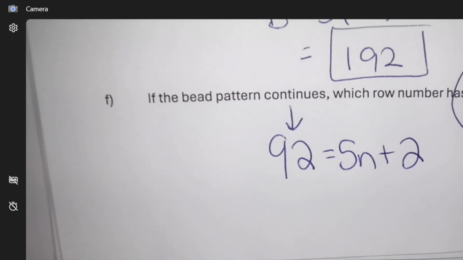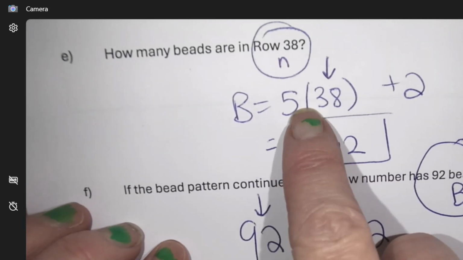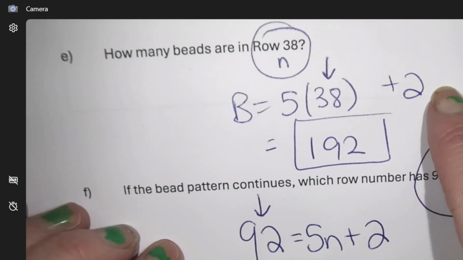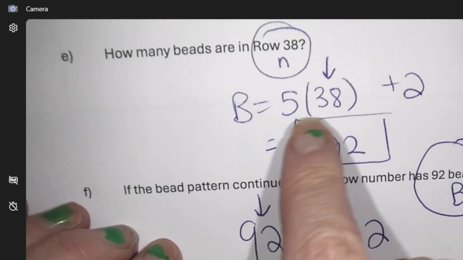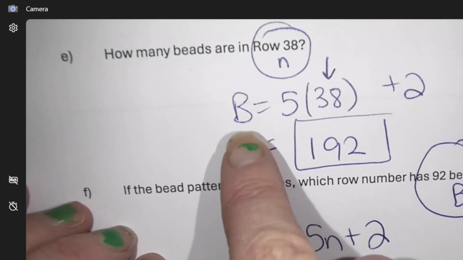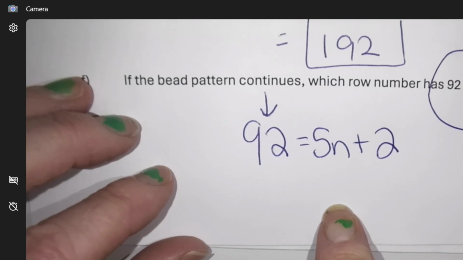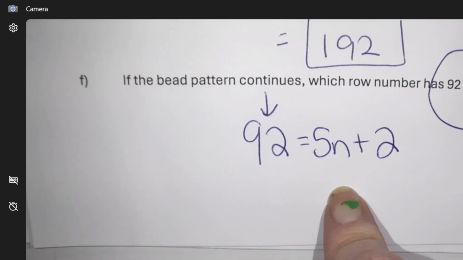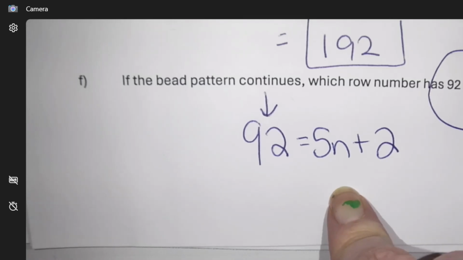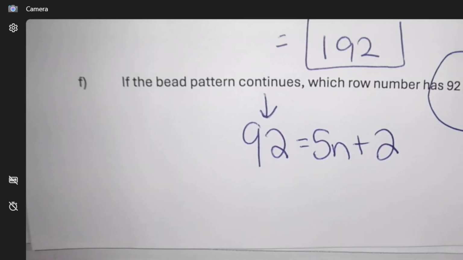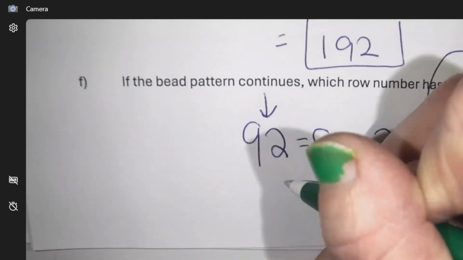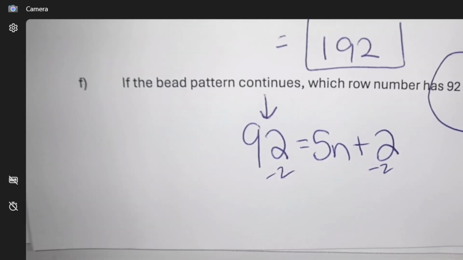Okay, now this is called equation solving. Here this is called evaluate. Why am I just evaluating? Because the variable is alone. Why is this equation solving? Because the variable is not alone. Do you see a difference between those words? Evaluate and solve. So now you do your opposite process stuff.